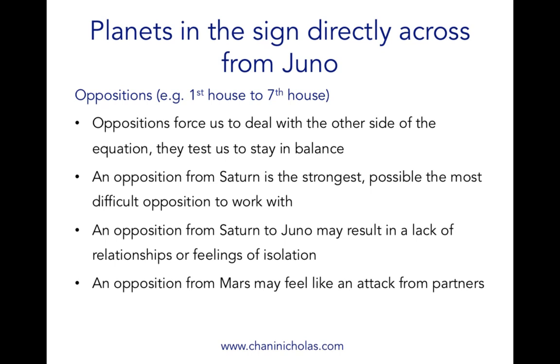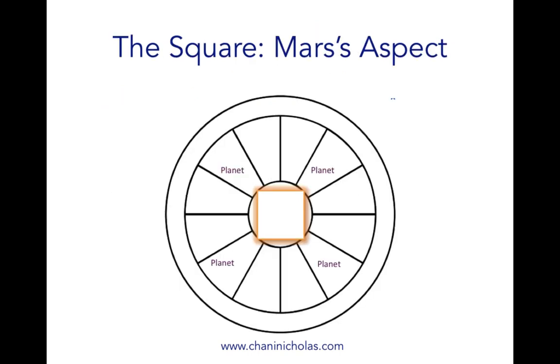Oppositions force us to deal with the other side of an equation. They test us to stay in balance. An opposition from Saturn is the strongest, possibly the most difficult opposition to work with in general. An opposition from Saturn to Juno may result in a lack of relationships or create feelings of isolation. An opposition from Mars may feel like an attack from partners. I'm just talking about those 2 because they're the more difficult planets, but we'll go through everything.